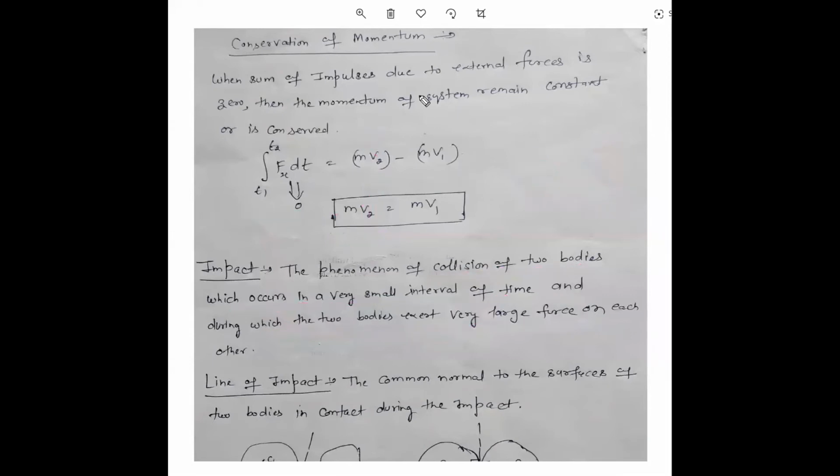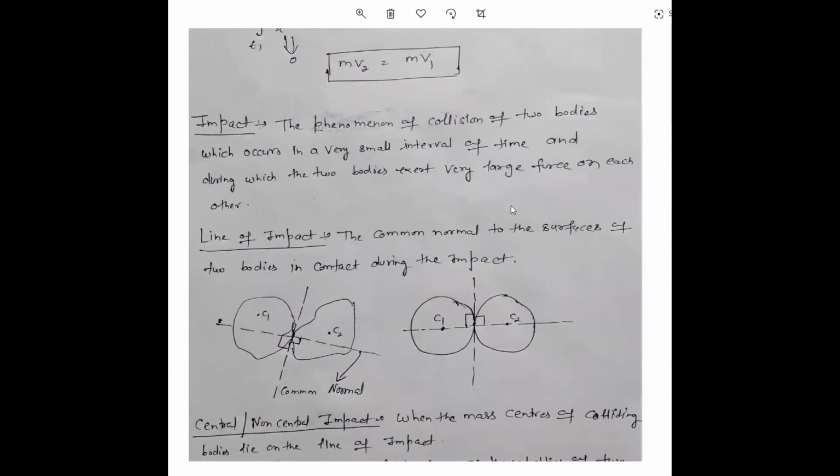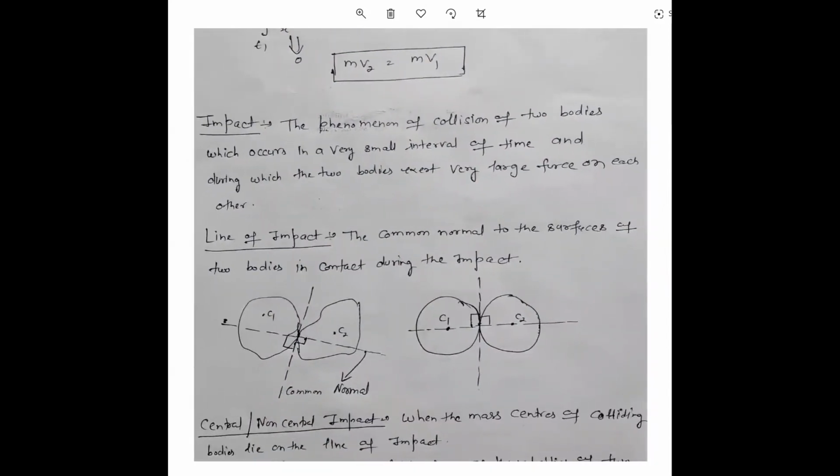That is line of impact. Let there be two bodies, body one and body two, and they make contact at a point. Let this point be A, at which these two bodies make contact. First, we draw a tangent at that point. पहले हमें क्या करना है, टेंजेंट ड्रॉ करना है at that point. इस पॉइंट के ऊपर हमने क्या कर लिया, टेंजेंट ड्रॉ कर लिया.